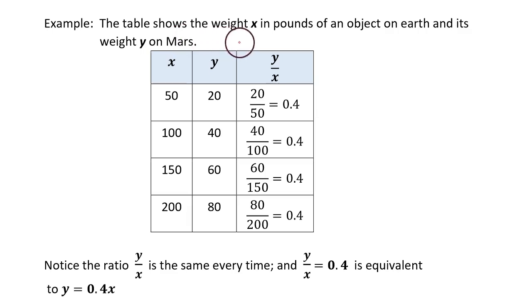Here's an example problem that uses a linear function. The table shows the weight x in pounds of an object on Earth and its weight y on Mars. So when an object is 50 pounds on Earth, it only weighs 20 pounds on Mars. When an object is 100 pounds on Earth, it only weighs 40 pounds on Mars, and so on. The last column shows the ratio of y divided by x. 20 divided by 50 is the decimal 0.4. 40 divided by 100 is the decimal 0.4. When you divide the other values, you also get the decimal 0.4.